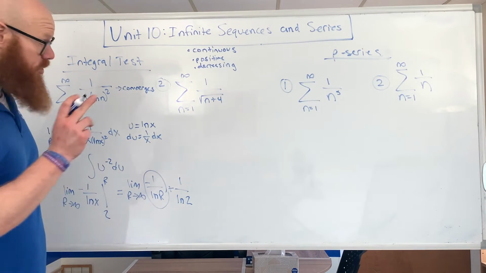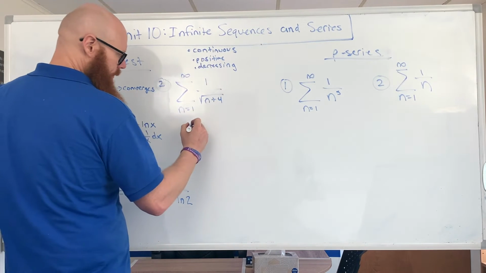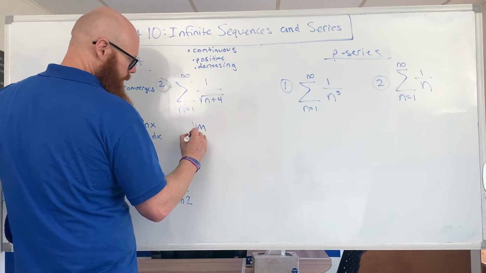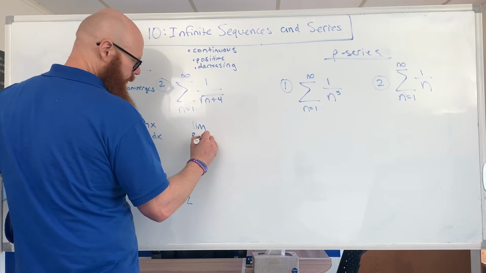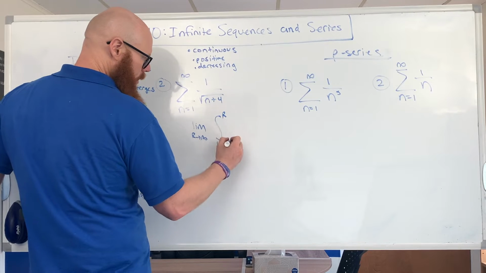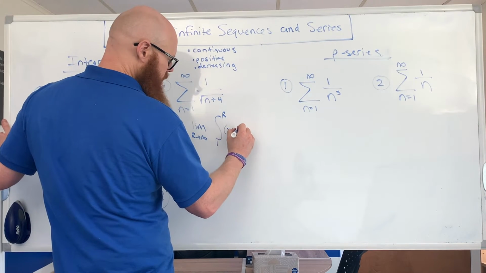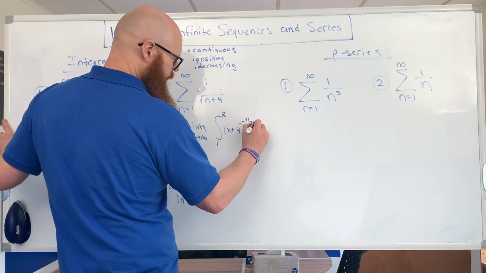All right. Let's look at one more example like this. So again, this satisfies all three of these. So I'm going to do the limit as r goes to infinity of the integral from 1 to r of this function with x in there. But that's really just (x + 4) to the -1/2 dx.